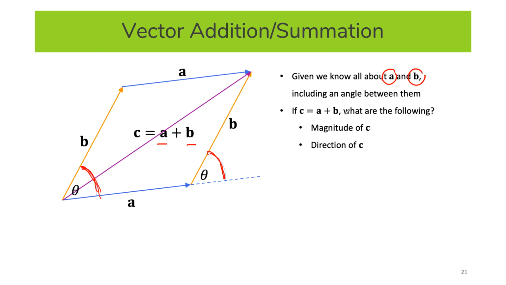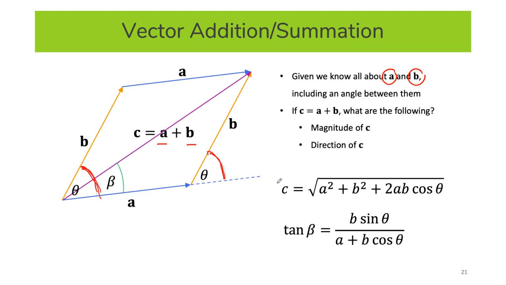Alright, so C is a summation of A plus B. We want to know the following of the vector C: its magnitude as well as direction. So this formula gives you the magnitude of the vector C. The magnitude of the vector C is equal to the square root of the magnitude of the vector A squared plus the magnitude of vector B squared plus 2 times A times B times cosine theta, where theta is the angle between vector A and vector B.